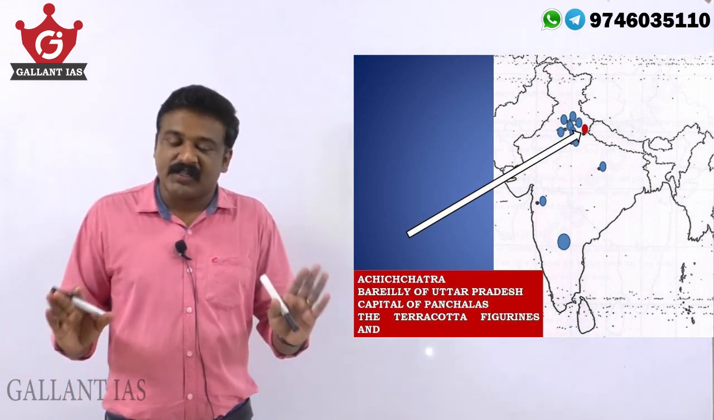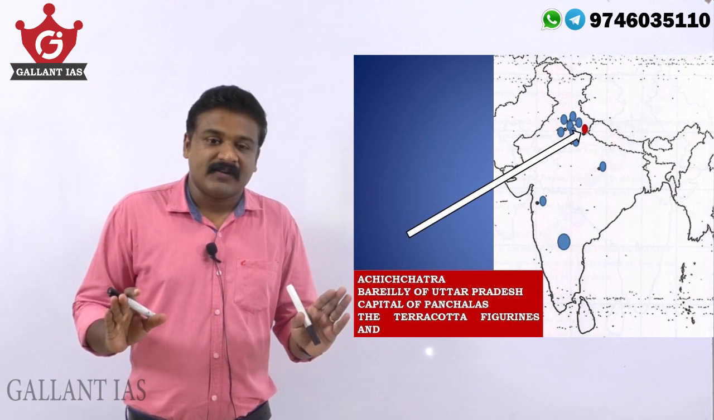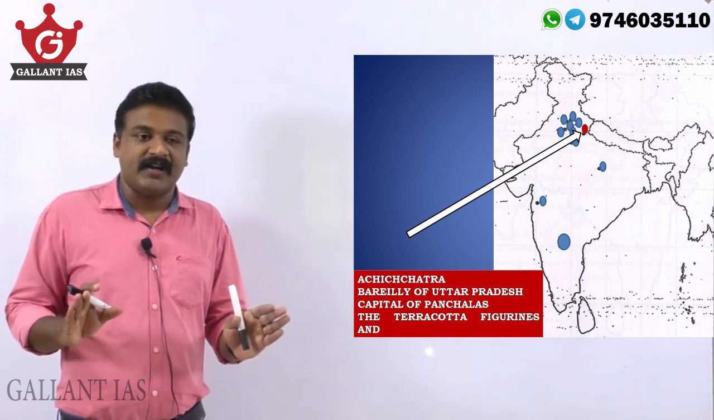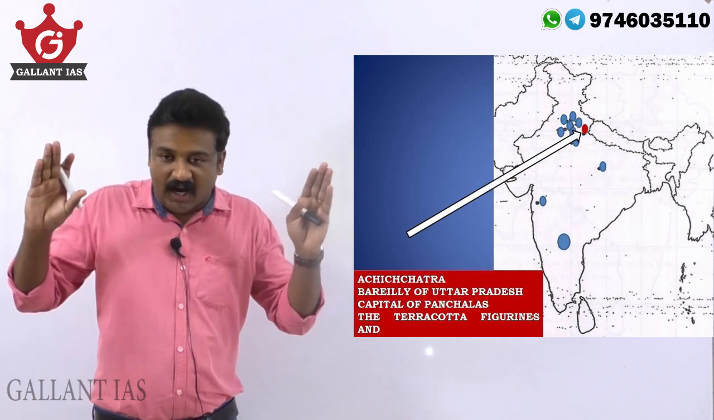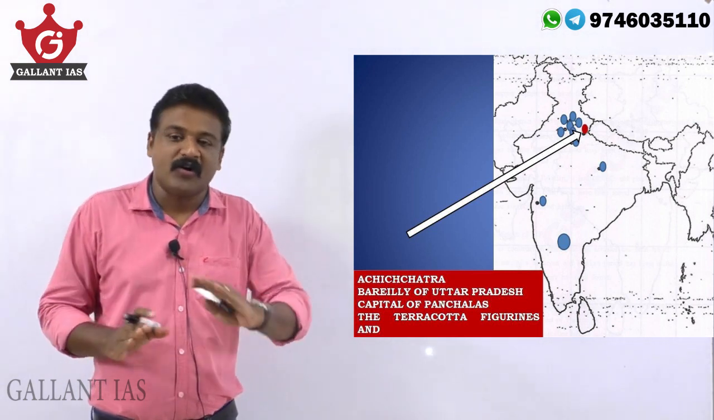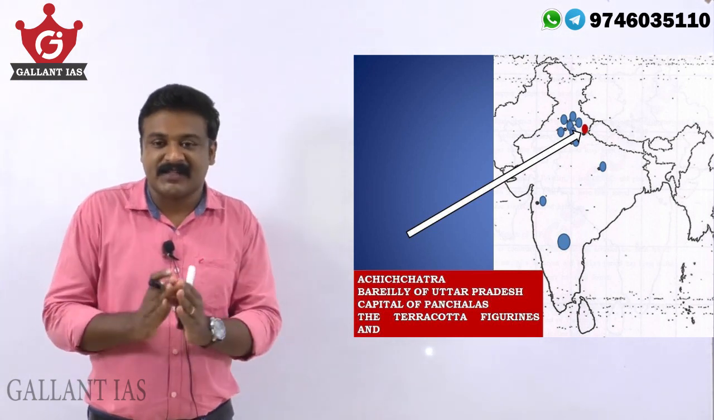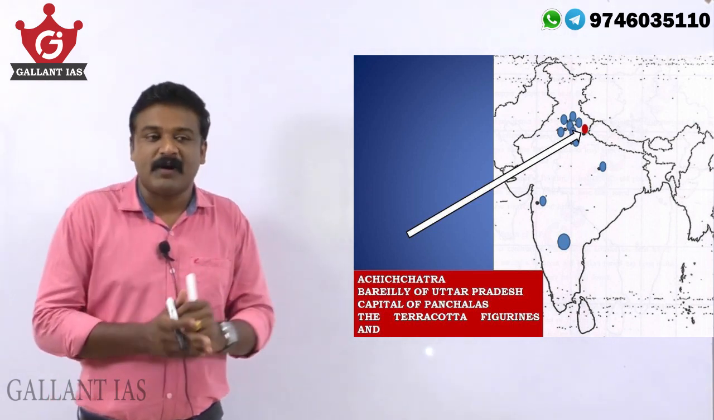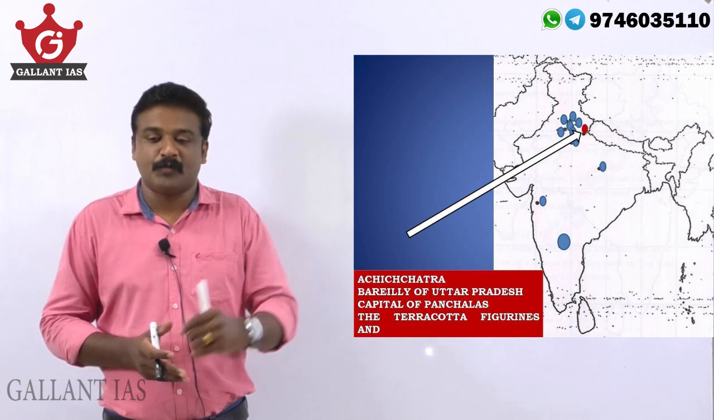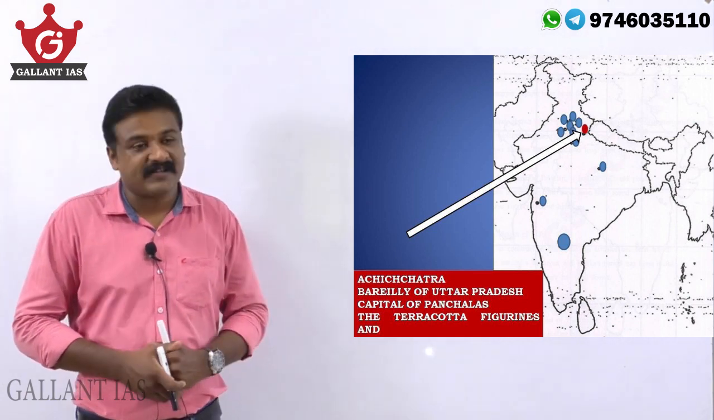So here our strategy is simple. We will cover all the 300, 400 sites. And our strategy is to score all the 20 sites. We have to score 50 marks. Map solving has 50 marks in paper 1. We have to score the complete 50 marks.